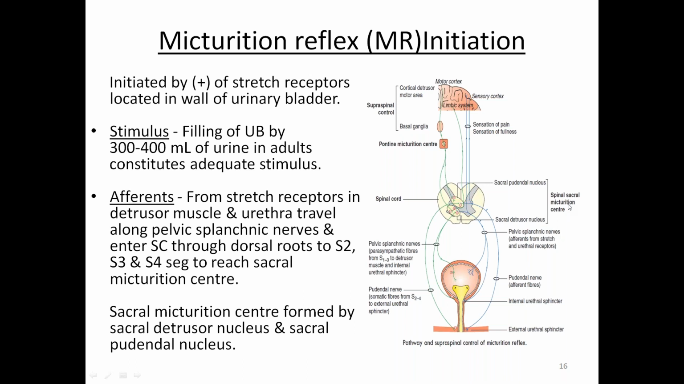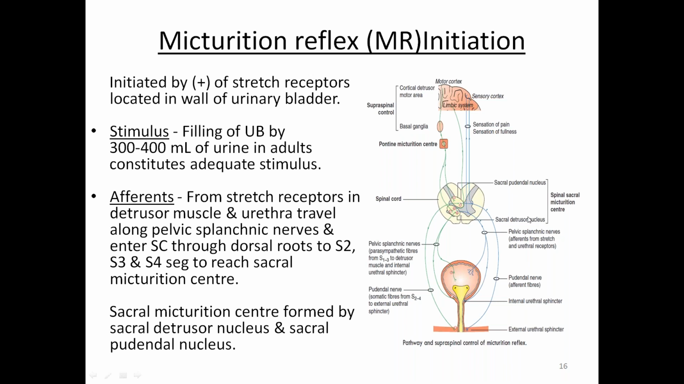Now this spinal sacral micturition center is formed by a sacral detrusor muscle nucleus and a sacral pudendal nucleus. So let me tell you a little bit about these. The sacral detrusor nucleus is a cluster of preganglionic parasympathetic neurons located in the intermediolateral gray matter of S2, S3 and S4 segments. And afferents of the micturition reflex excite the neurons of this nucleus.